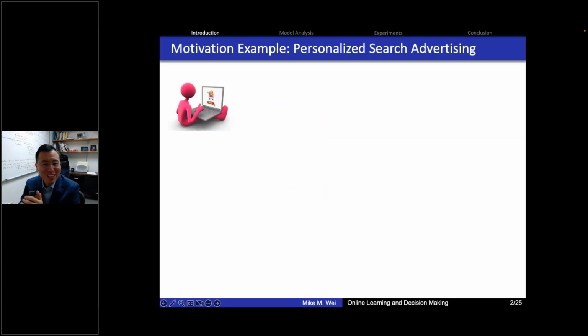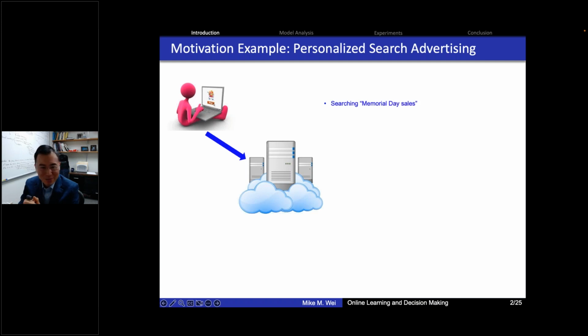Okay, to understand what the online learning and decision-making problem is, let's first look at a hypothetical search advertising example at Google as a motivating example. Let's suppose Kate wanted to check whether there are any deals for the upcoming Memorial Day holidays. So she typed the search keywords Memorial Day sales into the Google search bar.